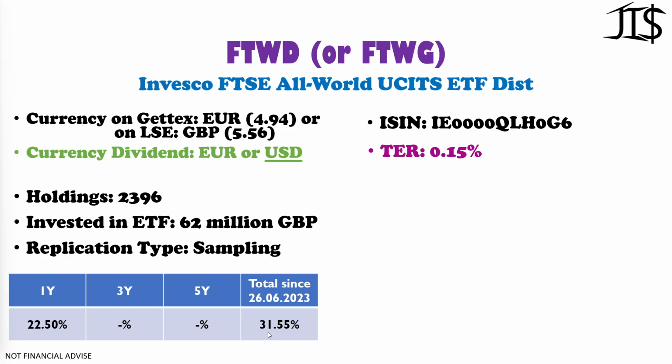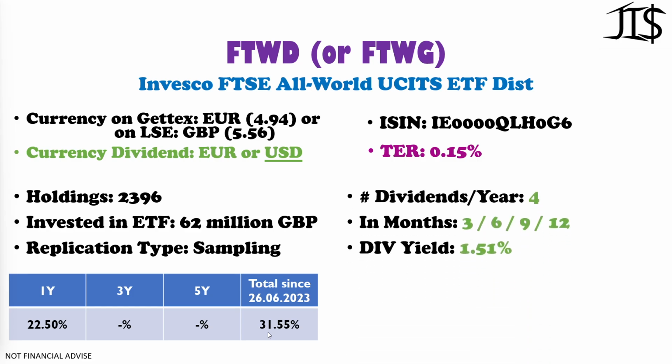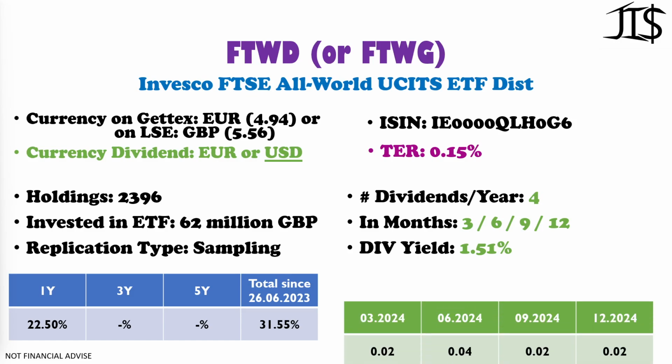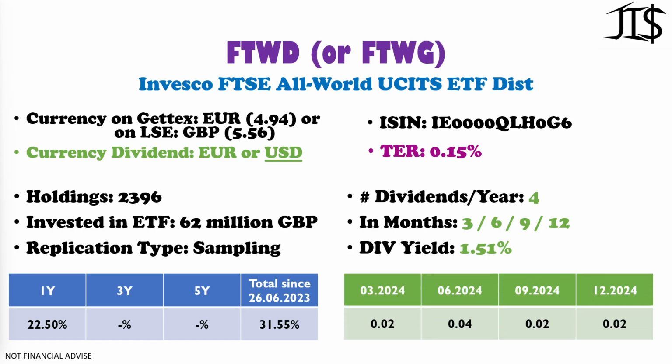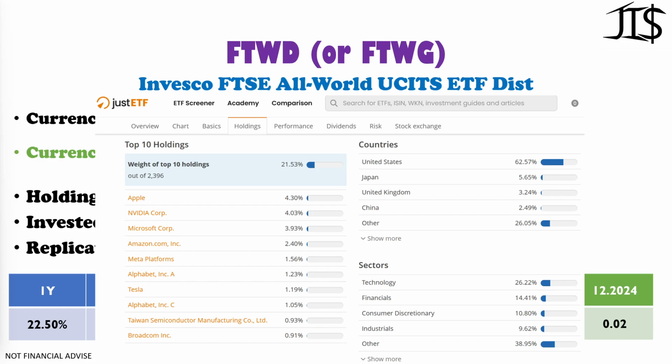and since its inception it is up 31.55%. Pays out quarterly dividends, and it has a dividend yield of 1.51%, so only 0.01% higher than the VWRL from Vanguard. And here you can see it's the same deal. In June it's paying out a little bit higher than the rest. In fact, it's double, but it's always the case.